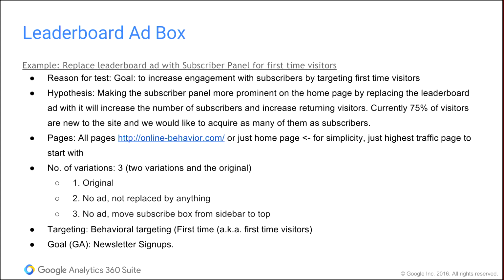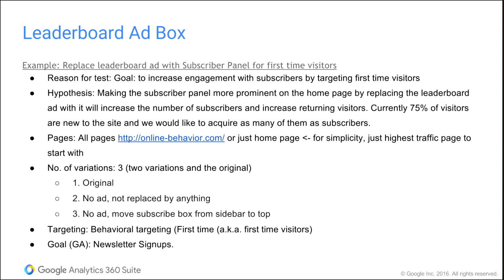Then we need to look at the number of variations. I would like to have 2 variations plus the original. The original is going to be the baseline content. We don't change anything about that one. Number 2 is going to have no ad, and we're not going to replace it with anything, so everything on the website is just going to move up the page a little bit when we get rid of that ad box. The third variation is going to have no ad, but instead of getting rid of that content space, we're going to move the subscription box from the right-hand sidebar into that top panel and see if we put that subscription box front and center, if we can really drive the subscriptions up.